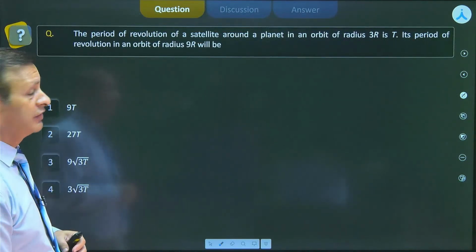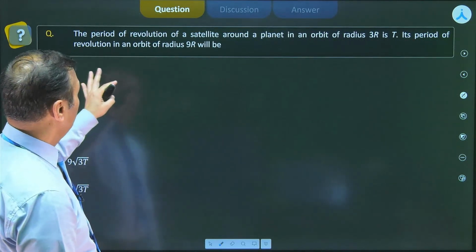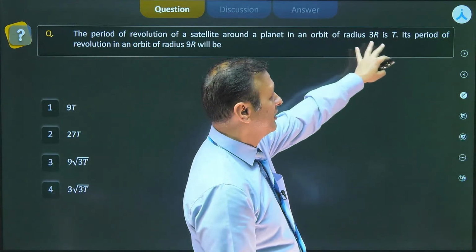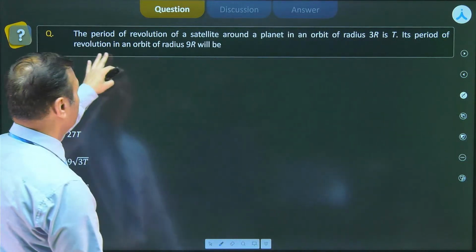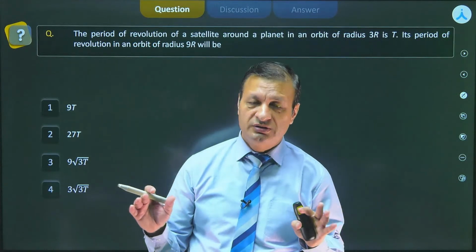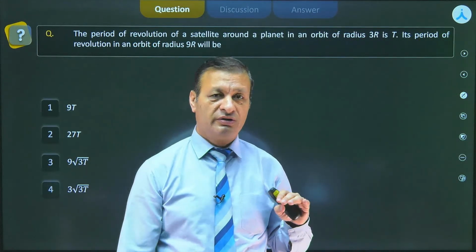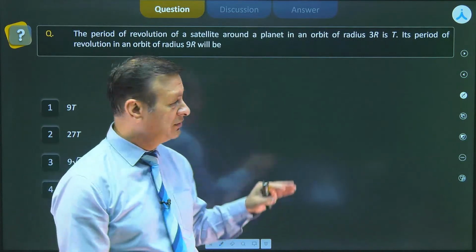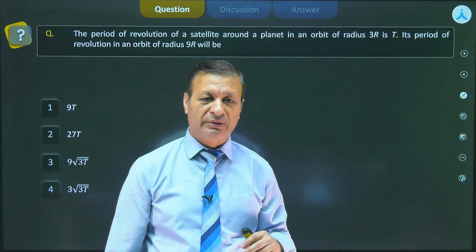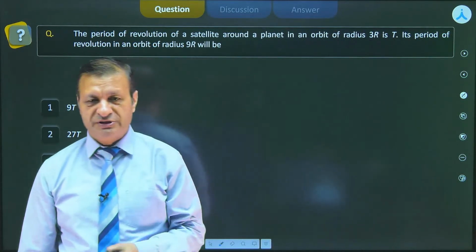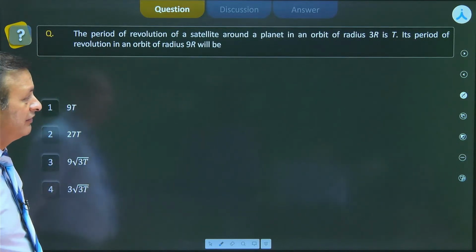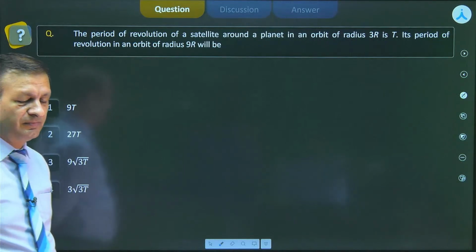Now, this is a question. The period of revolution of a satellite around a planet in an orbit of radius 3r is T. Its period of revolution in an orbit of radius 9r will be? I am giving you this question for your self attempt. I am giving you at least one complete minute to solve this. Please go ahead, I am here only. We have already discussed this part.